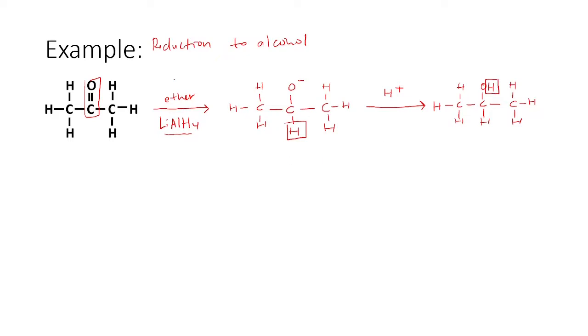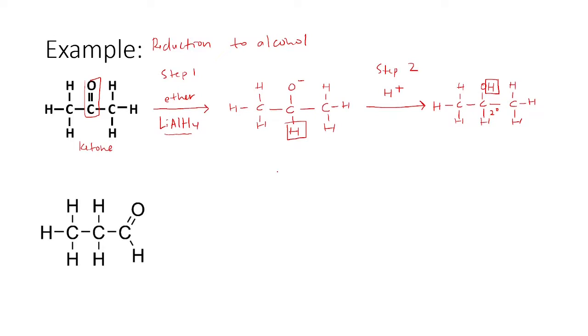So this involves step 1. This is step 1, and this is step 2. Okay, so now you get secondary alcohol. This is secondary alcohol produced from ketone. This is ketone. Okay, one more example maybe. This is aldehyde. The same thing. What is the reagent that you need? Ether. Okay, ether and lithium aluminum hydride.